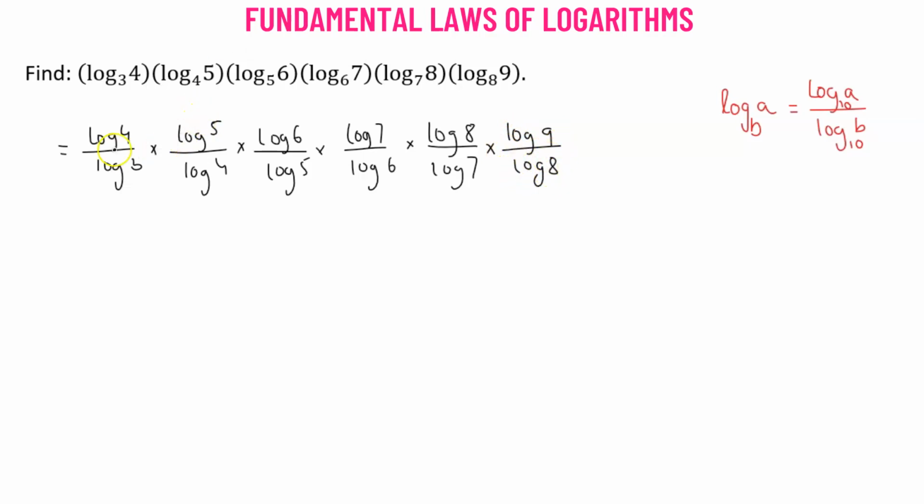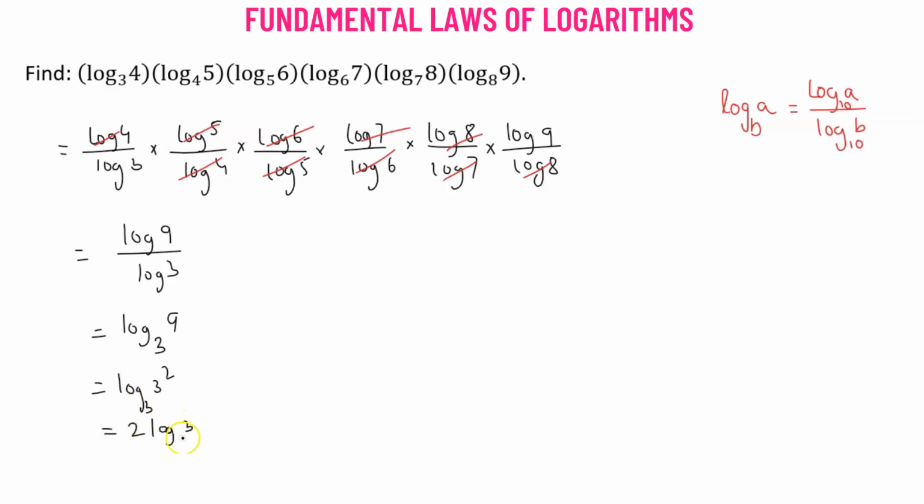We can cancel out some of the logarithms. So log 4 goes away, log of 5 goes away, log of 6, log of 7, log of 8 go away, and then we are left with log of 9 divided by log of 3, which is log of 9 with the base of 3. Now 9 is simply 3 squared, with the base of 3. So this will become 2 times log of 3 with the base of 3.